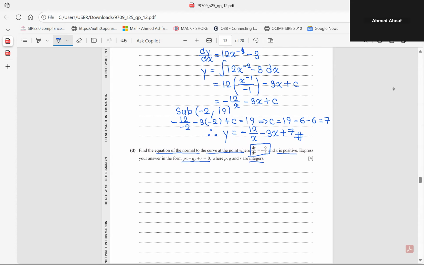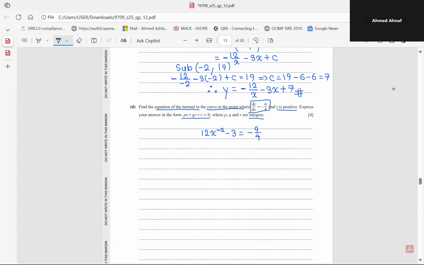So just substitute our expression for dy/dx: 12 times x to the power of negative 2 minus 3 equals negative 9 over 4. So just solve for x. So 12 times x to the power of negative 2 equals 3 minus 9 over 4. That's 3 over 4.